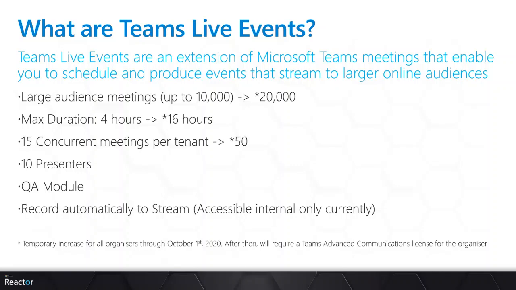That is effectively a free increase up until October 1st, and then from October 1st there'll be a Teams advanced communications license that you will need to purchase for the person that's going to be organizing the live event. There's always only one organizer in a live event, so whoever's going to effectively create the live event needs to have that license if you want to go above those limits of 10,000 and 16 hours.